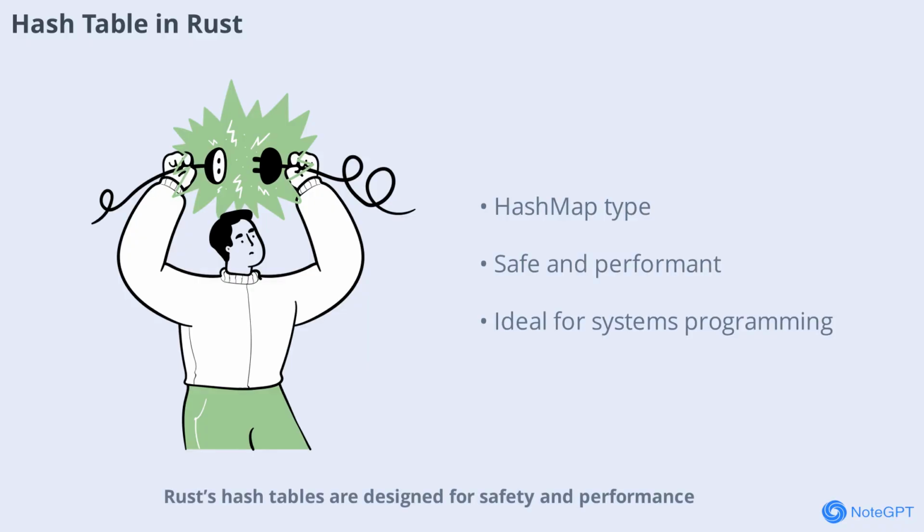Rust's hash tables are designed for safety and performance, making them ideal for systems programming. With HashMap, you get all the benefits of hash tables, plus the reliability and speed that Rust is known for.